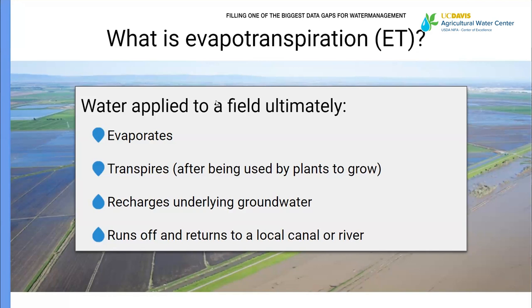trying to do that without this understanding of ET, the analogy that we've drawn with OpenET is like trying to manage a budget without knowing how much money you're spending day to day, right? This really is that key variable in terms of understanding trends in water use over time.